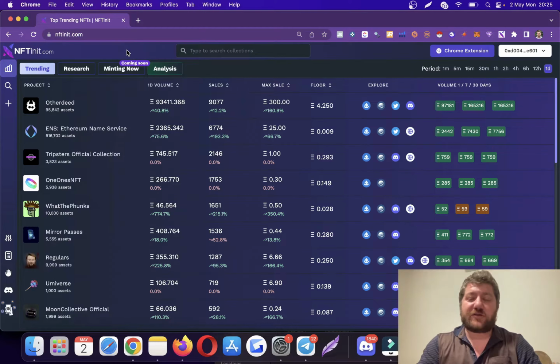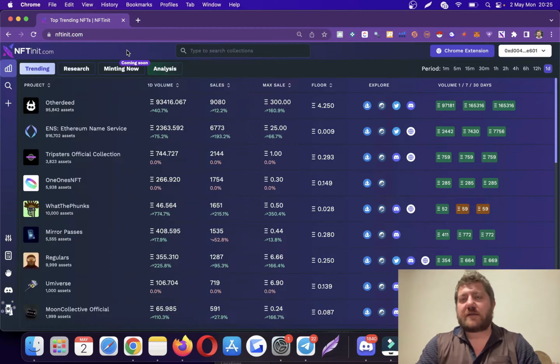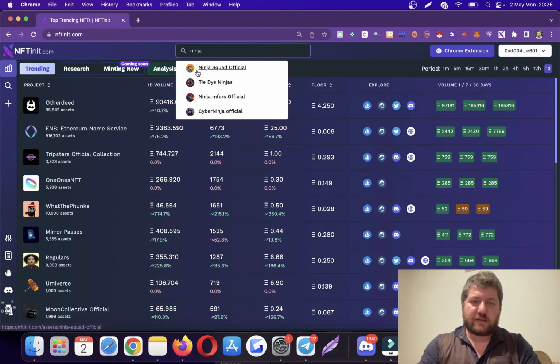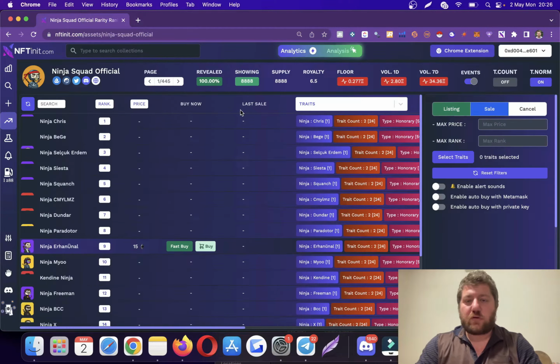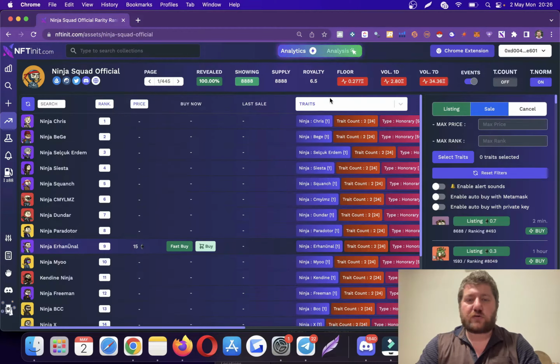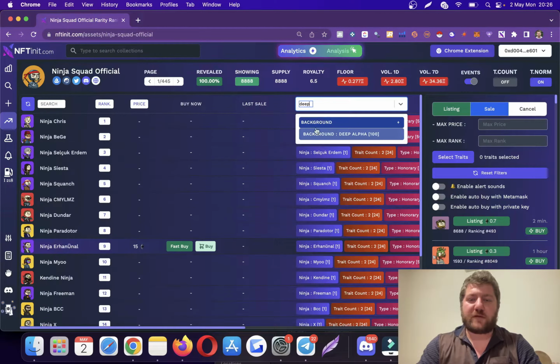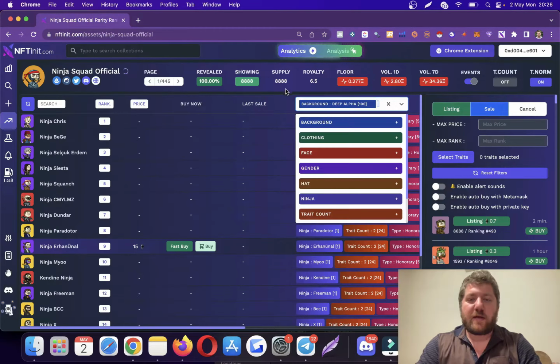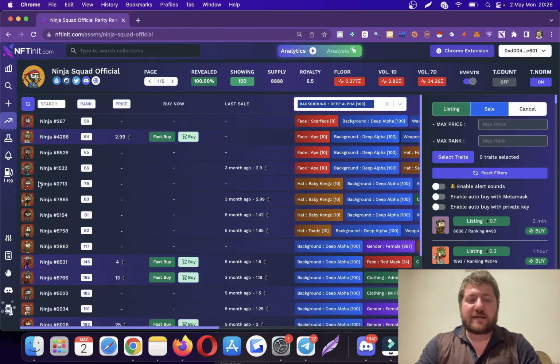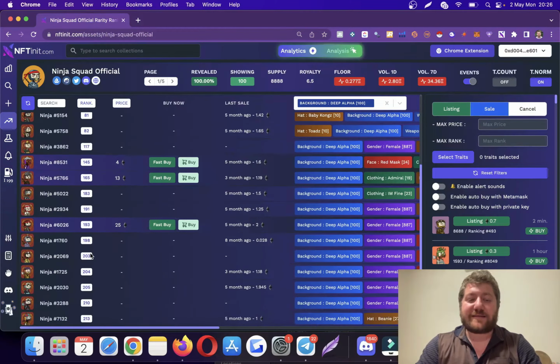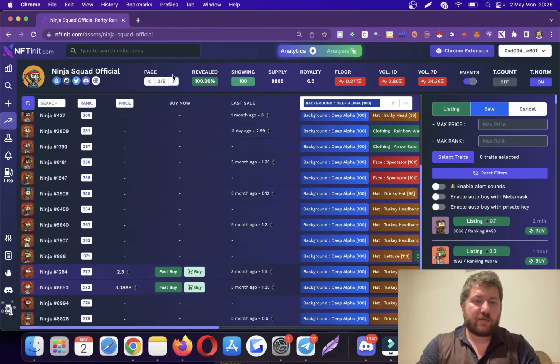There are some special traits in pretty much every collection, and those traits are called alpha traits, and they give some utility. So I'm going to show you Ninja Squad's official. In this collection, there is a trait called Deep Alpha. I will also show it to you on OpenSea as well. So you will notice that these NFTs are necessarily not the highest ranks. They actually have rarities over 300, maybe even 400.